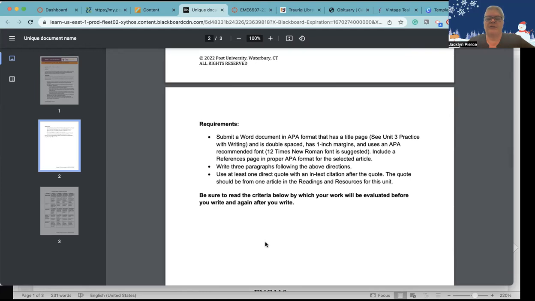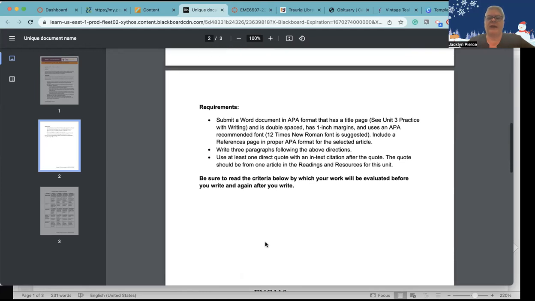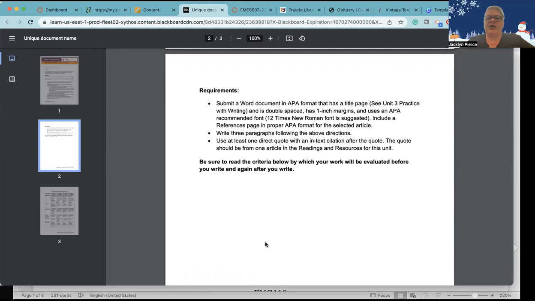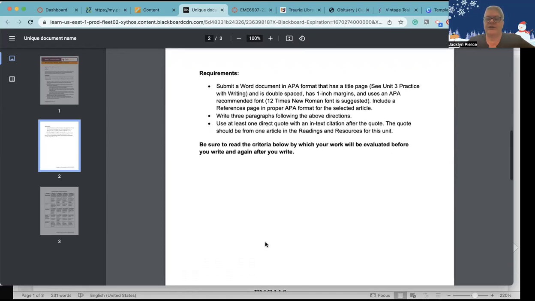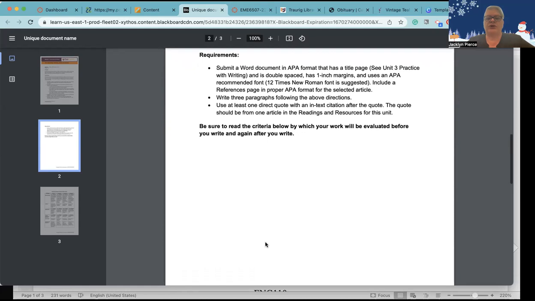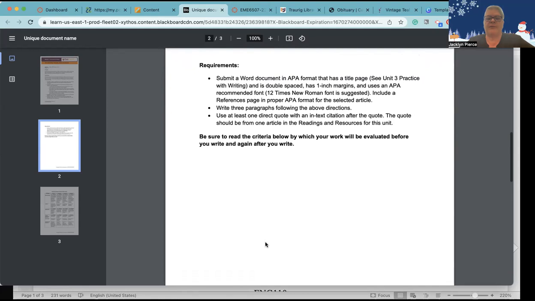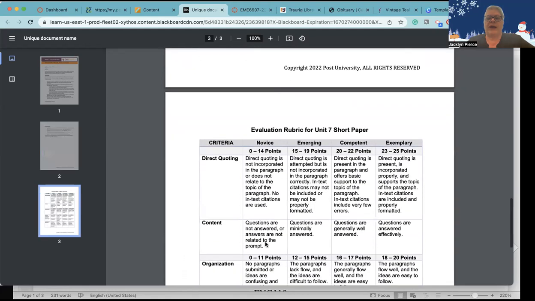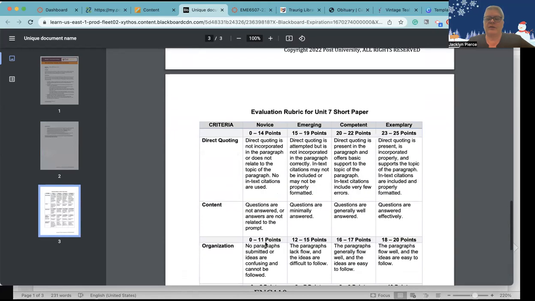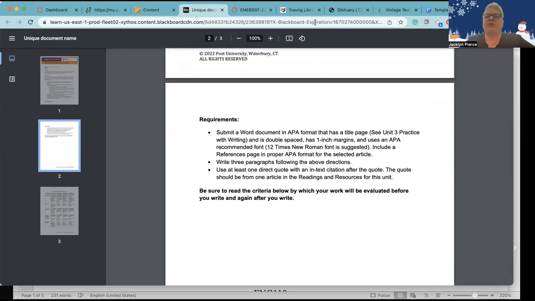Write 3 paragraphs following the above directions, and then in that middle paragraph, you're going to have at least one direct quote with an in-text citation after the quote. The quote should be from one article in the readings and resources for this unit. The grading, of course, the rubric is also on here, so take a look at that both before and after when you are ready to turn it in.